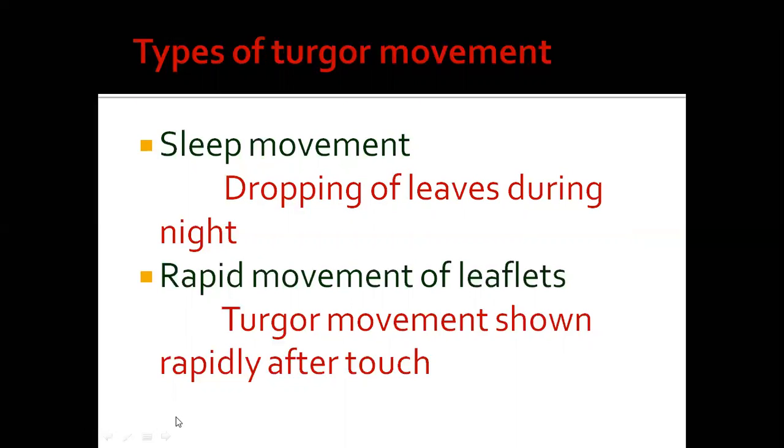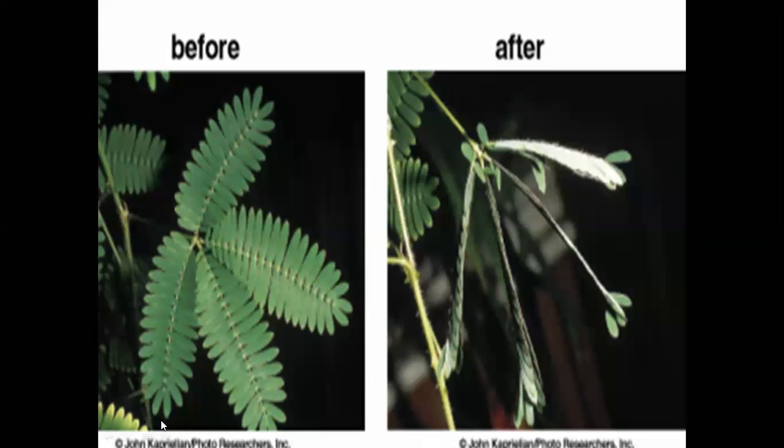Next, rapid movement of leaflets. In this diagram, you can see the mimosa plant. When the leaflet of this plant is touched, in this case also the pulvinus is involved. I explain again: the pulvinus is a swollen portion at the junction of the leaf and the stem. When somebody touches the leaf of the mimosa, first the pressure goes out, then the water comes out. As a result, the pulvinus becomes flaccid and the leaflets drop.